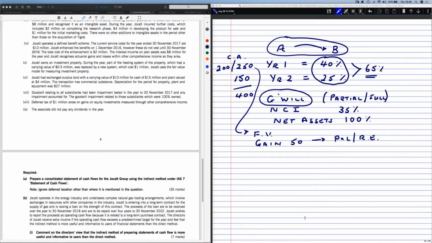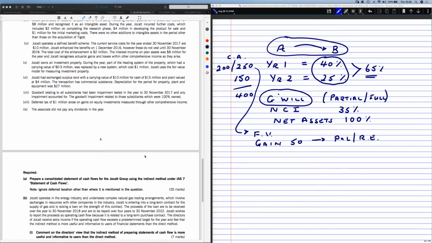Yes, so is it a possibility that you could have a requirement to discuss, backed up by suitable calculations, elements of the cash flow? For example, the cash flows from operating activities, or the cash flows from financing, or the cash flows from investing activities. Yes, that's a possibility. Good.